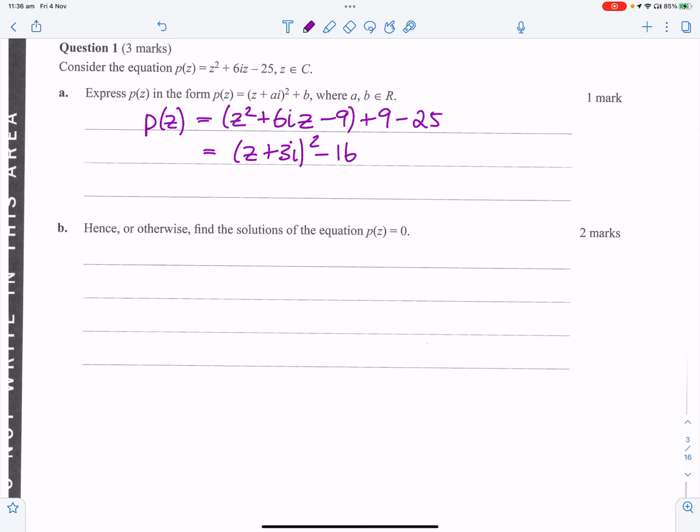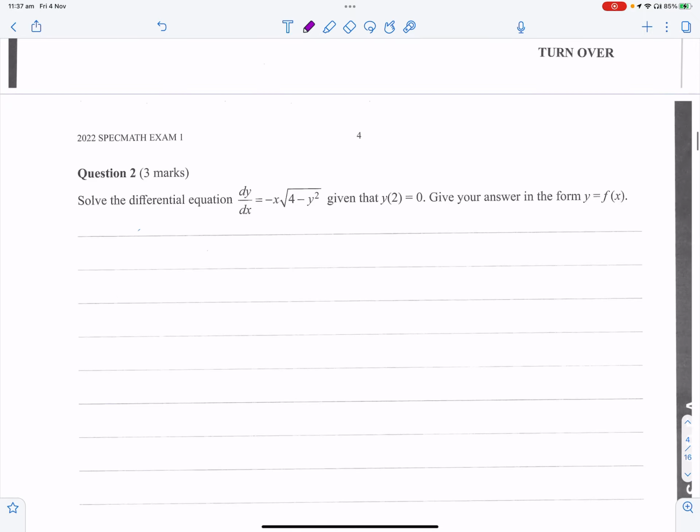Hence or otherwise, find the solutions to this equation. So (z plus 3i) squared is equal to 16. z is equal to negative 3i plus or minus root 16, which is 4. Okay, hopefully all 3 marks. The rest of this thing is the same.